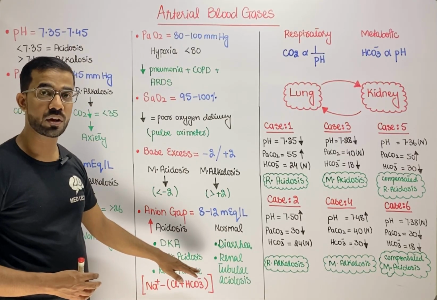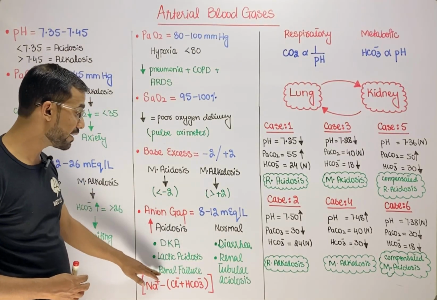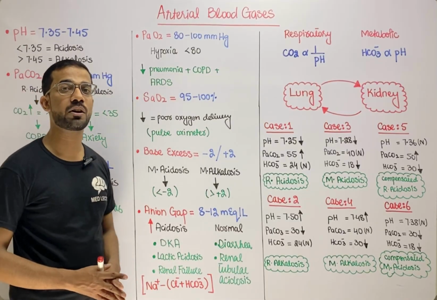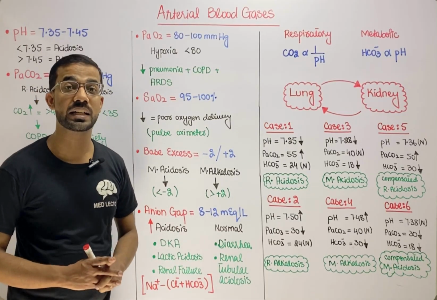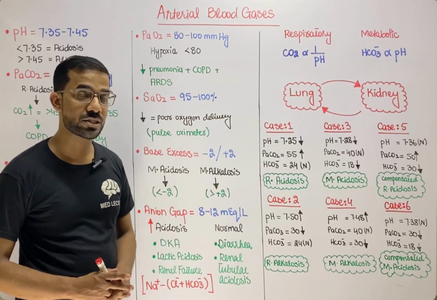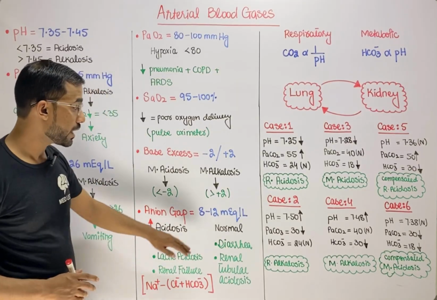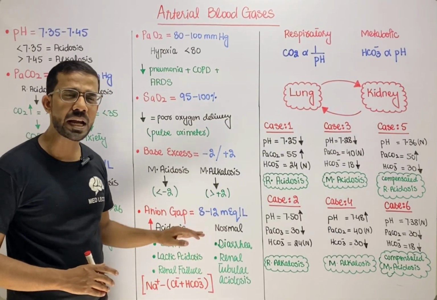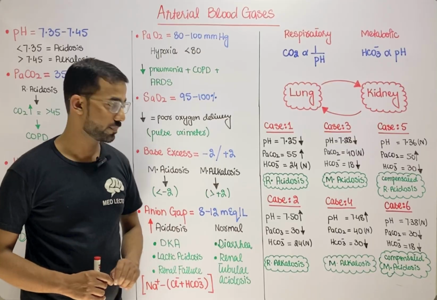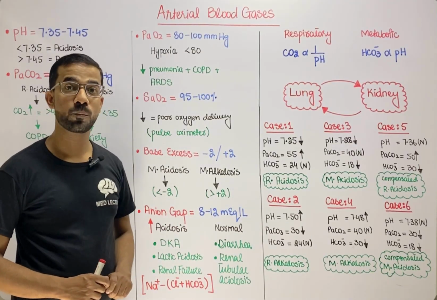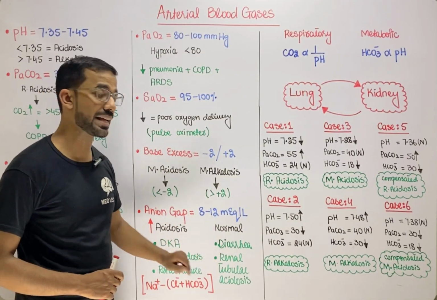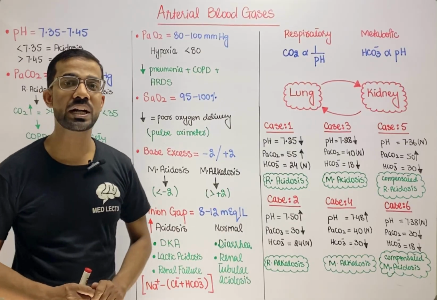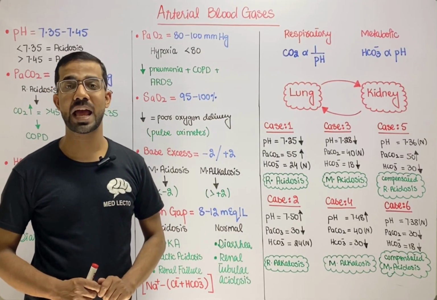Lactic acidosis, in that case, you can also see. And in renal failure, you can also see the anion gap start increasing and it goes towards the acidosis. Next, the anion gap can be normal in different situations, like in diarrhea and renal tubular acidosis. These are the two conditions in which you will see the normal anion gap.